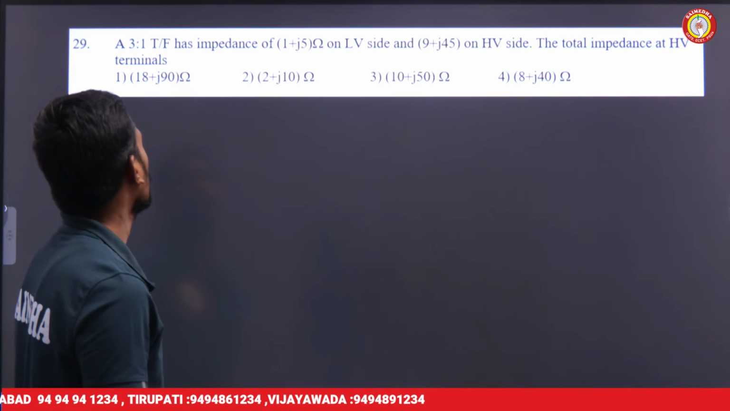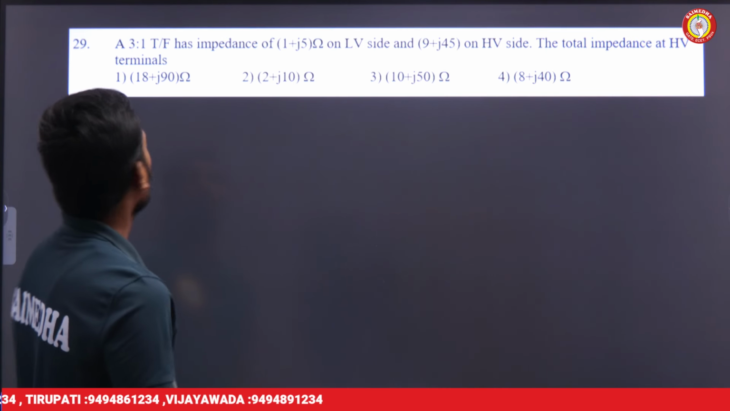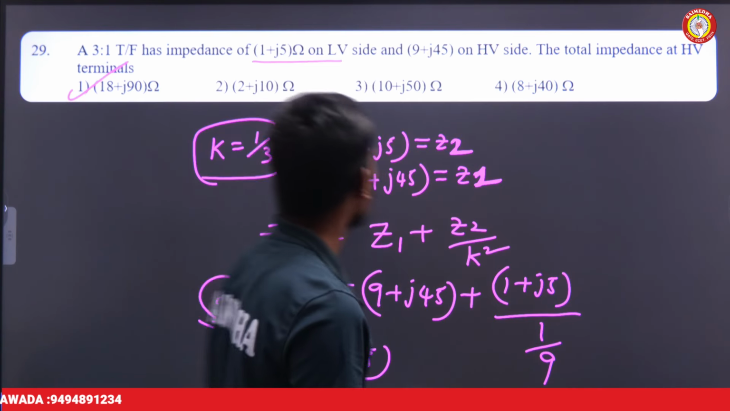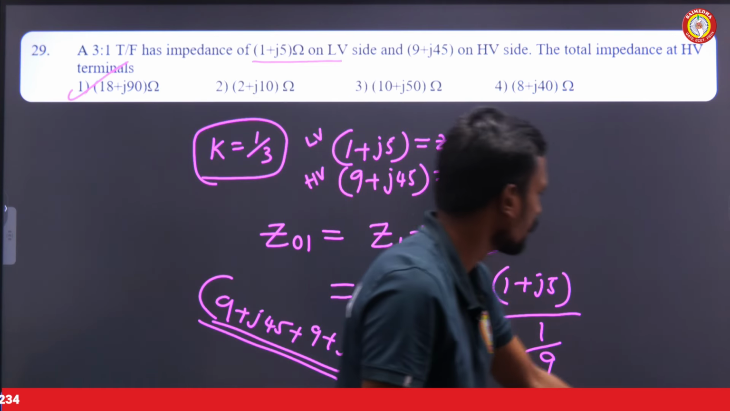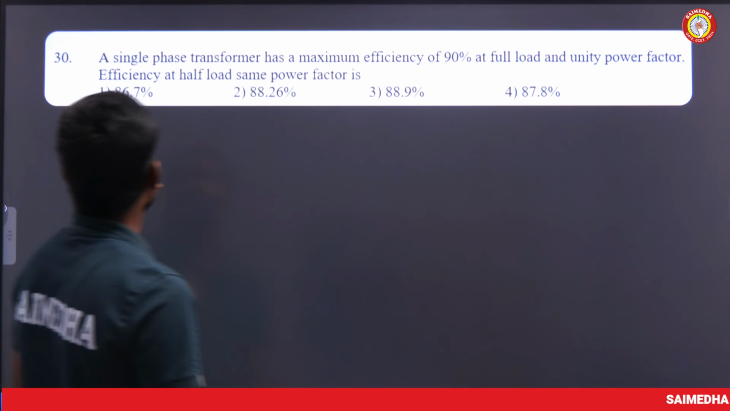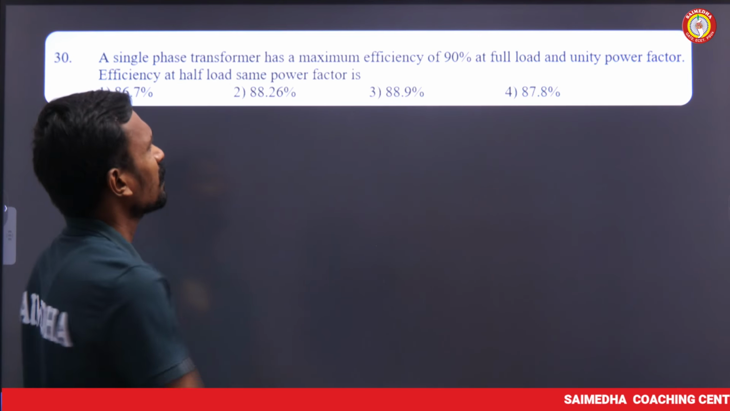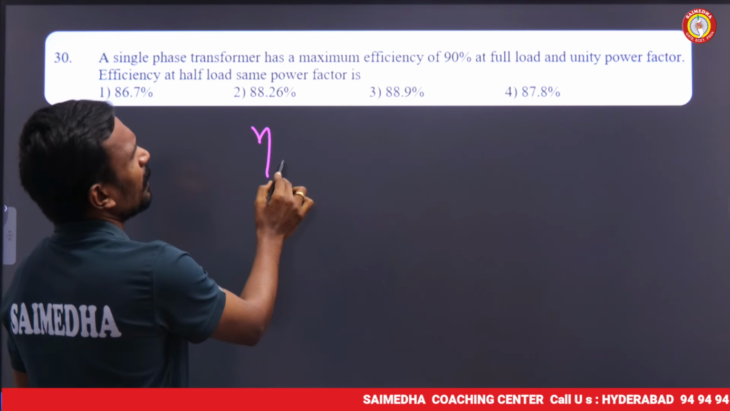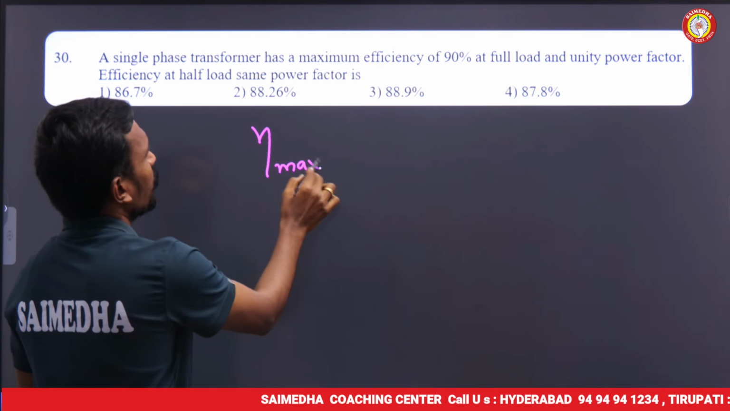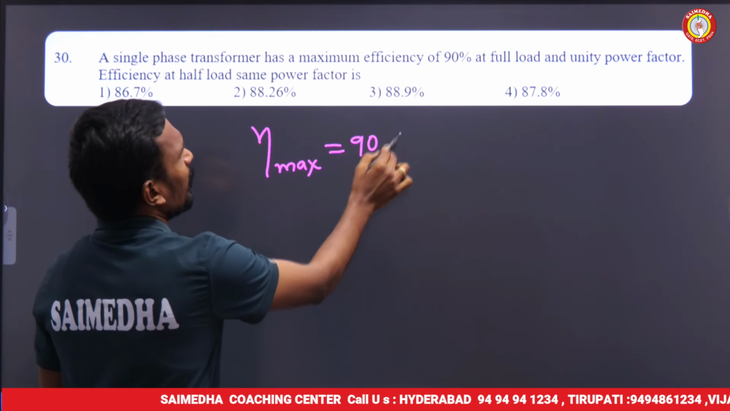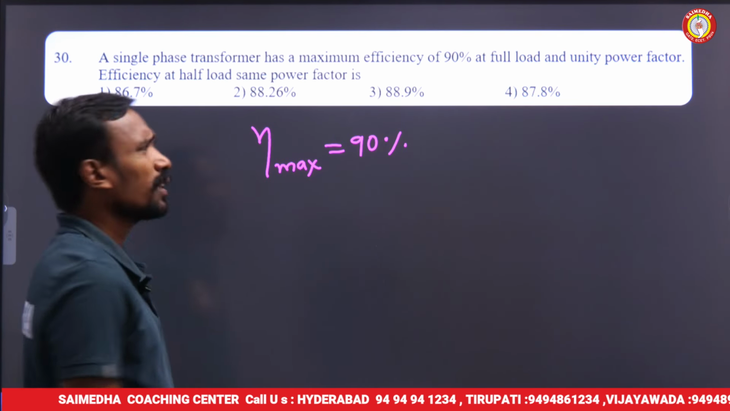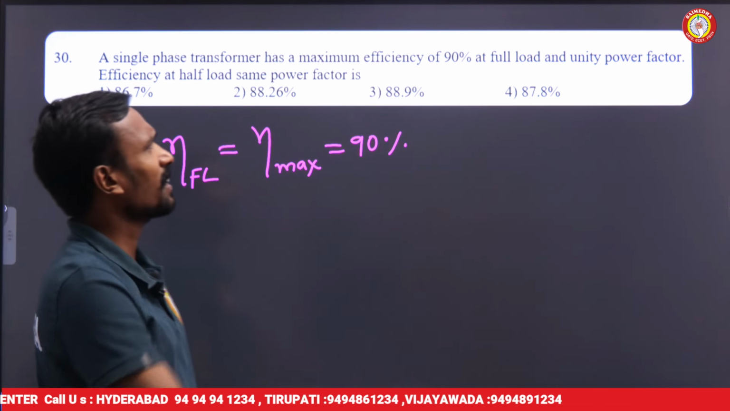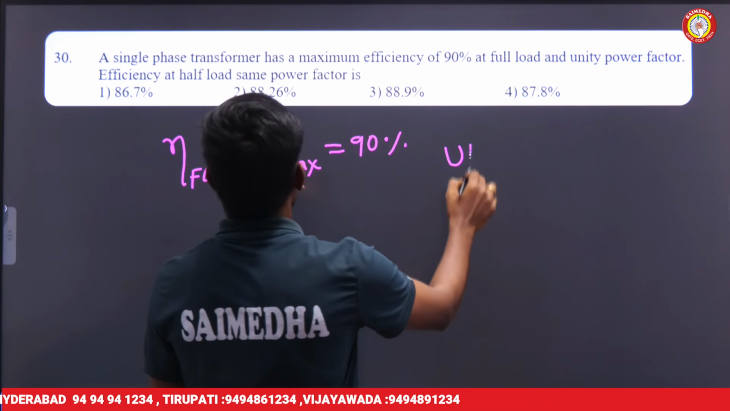Next. Actually, this is again the same question. Something is missed here. And next, a single phase transformer has a maximum efficiency of 90%. The maximum efficiency is 90% at full load. This maximum efficiency occurs at full load and unity power factor.